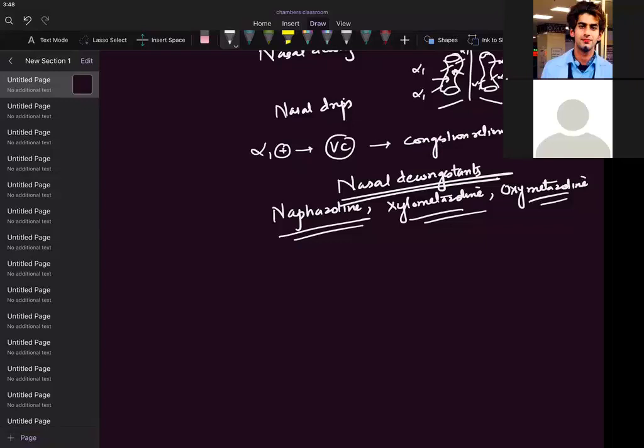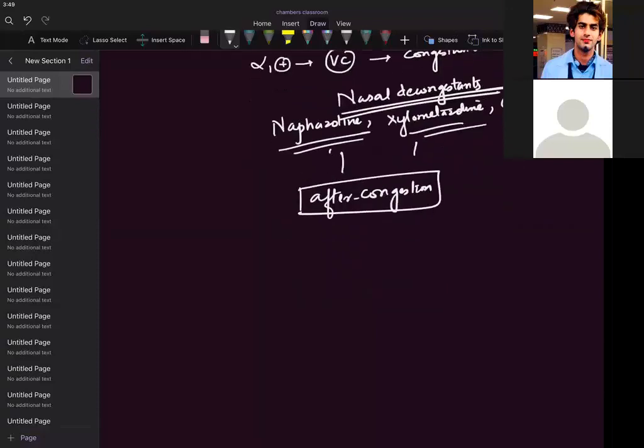But once its half-life finishes and its effect is gone, you will have after-congestion again. You may think, yes sir, I will use it more and more and give it to the patient for a long time so that he praises me as a doctor. But what will happen if you use it for prolonged periods? It will cause a side effect.